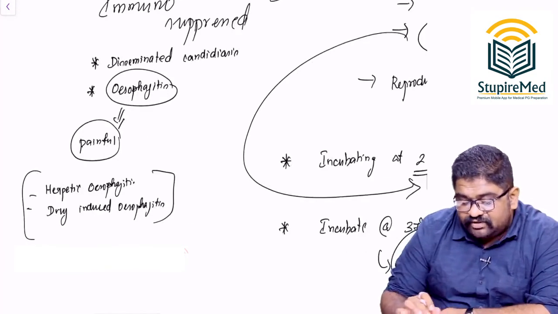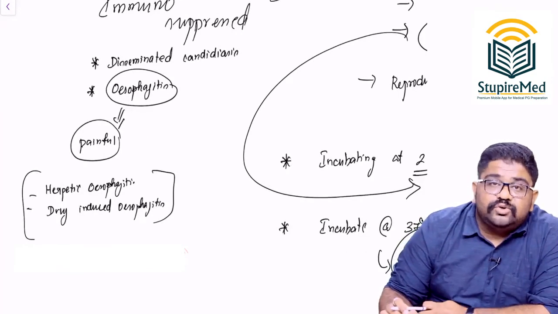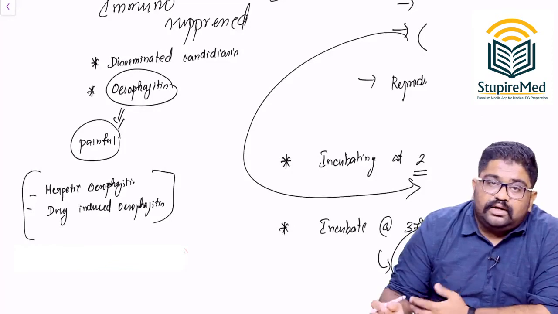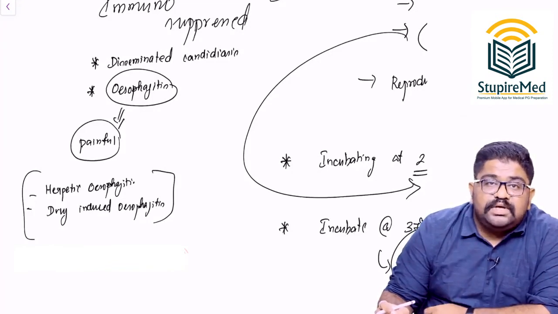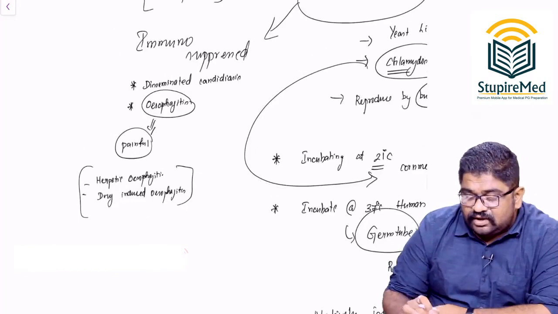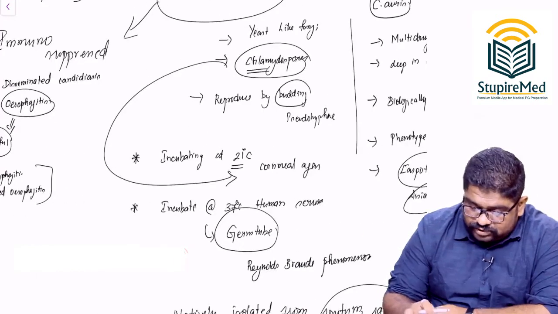Now, if a person is having esophagitis and if you have shown that the esophagus contains Candida, then there is a very clear indication the patient is immunosuppressed. The most common chance is that he is having AIDS. So, this is one of the indirect ways of making a diagnosis. Okay.